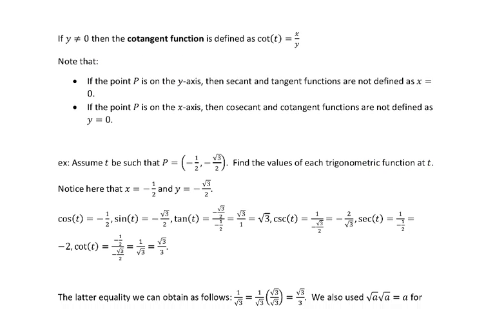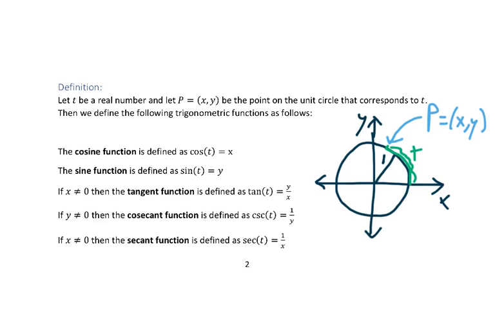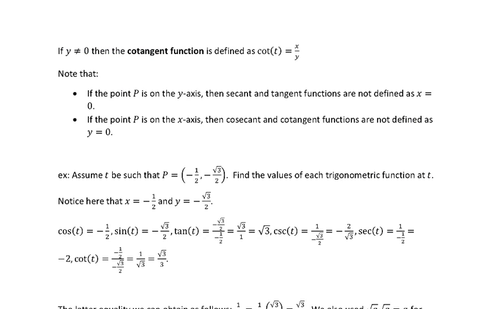Let's do an example. Let's suppose the number t is such that the point P we end up at is here. Well, we can get the trig functions easily. Again, it's just using the definition. Notice that your x-coordinate here is -1/2. Your y-coordinate is negative radical 3 over 2. So cosine of that t, I don't know what that t is, but for the moment that doesn't matter, cosine of t is -1/2. That's your x. Sine of t is y, that's negative radical 3 over 2.